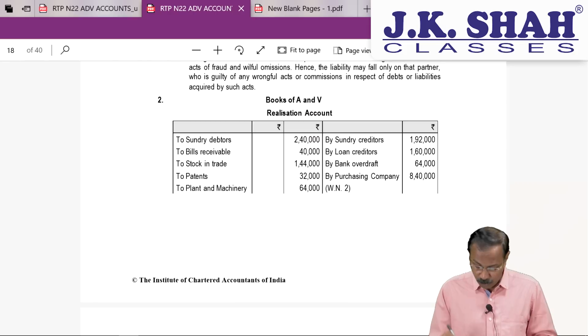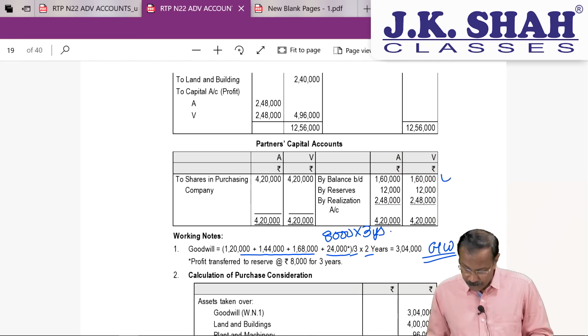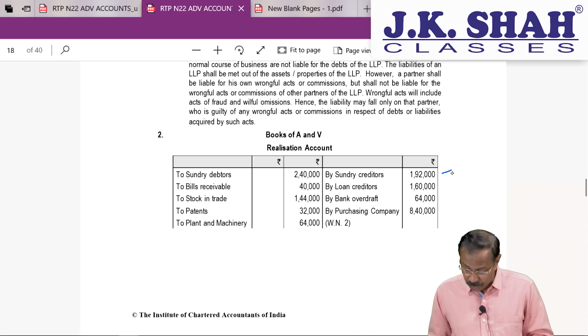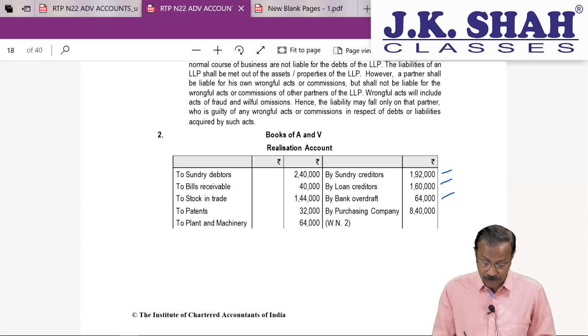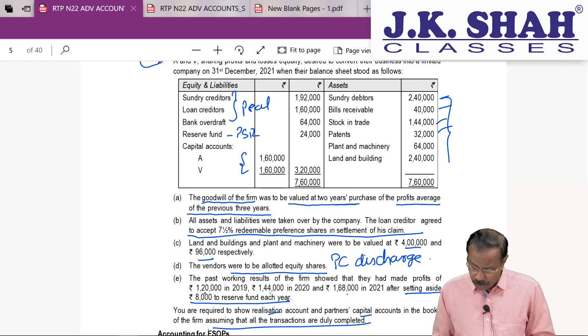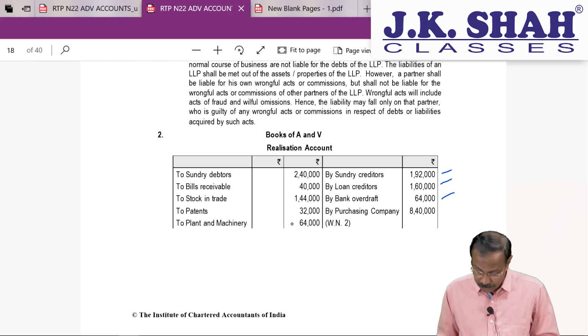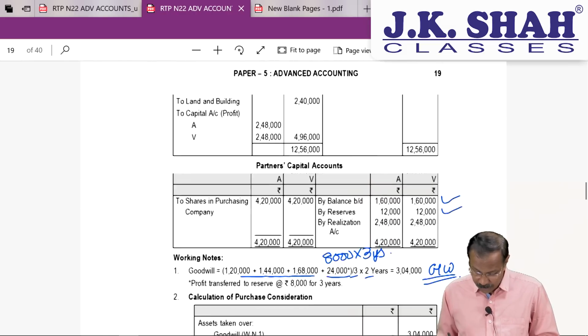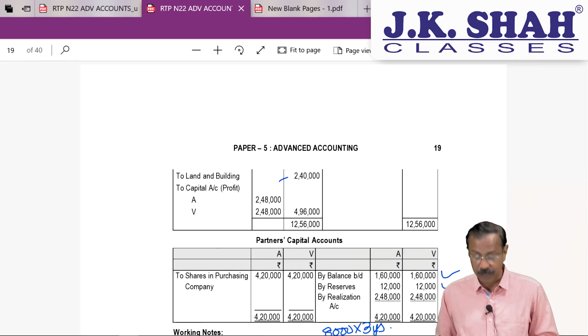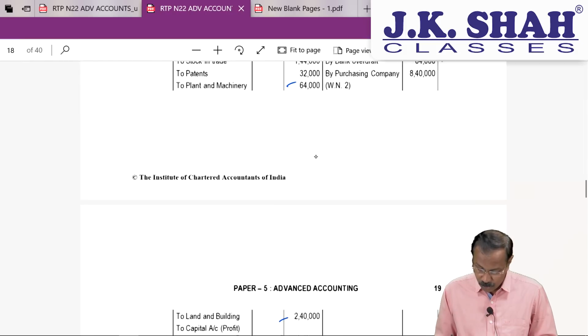See, capitals were 160 and 24,000 reserve you have distributed in PSR. You have transferred the 3 liabilities to your realization account. All assets will go where? Realization. At what values? Book value. Land and building will be transferred at 240 and not 4 lakhs revised value. Similarly, plant and machinery at 64,000 and not 96. See, 64,000 plant and machinery, land and building 240. Remaining all assets at book values, remember.